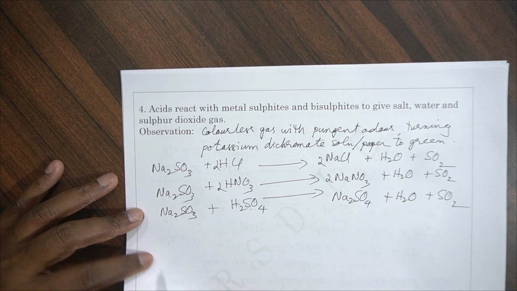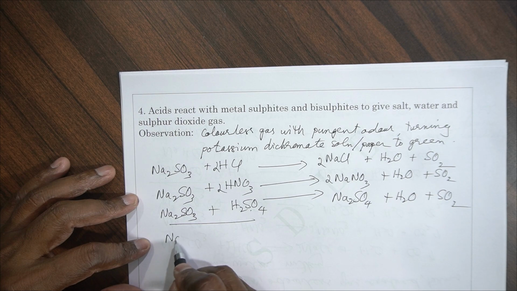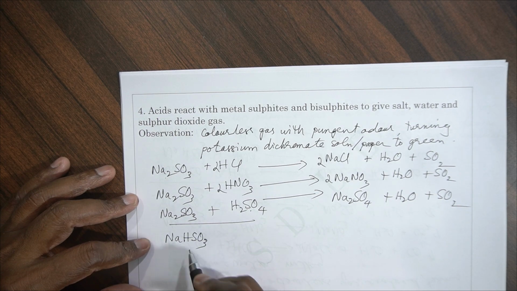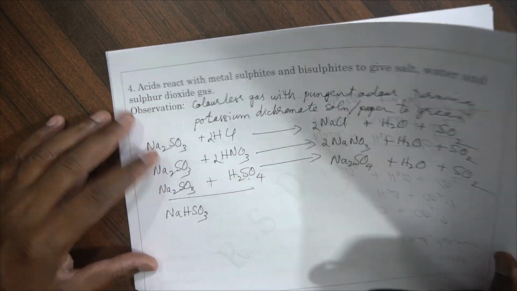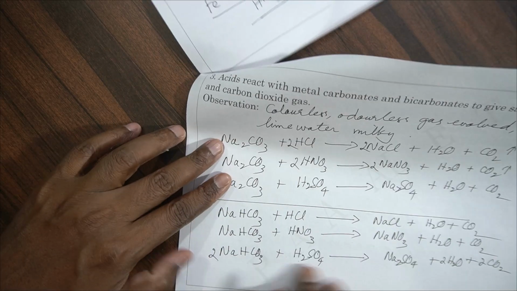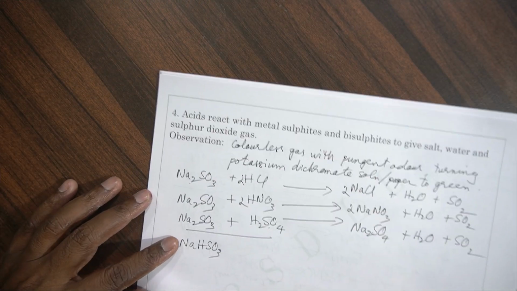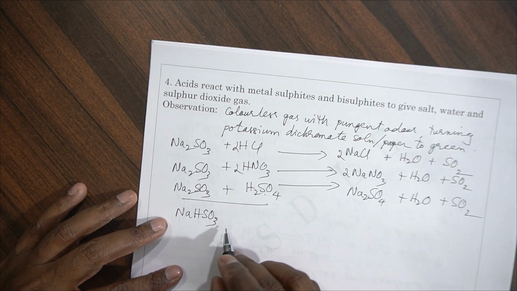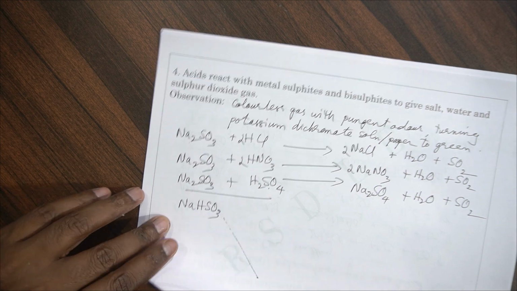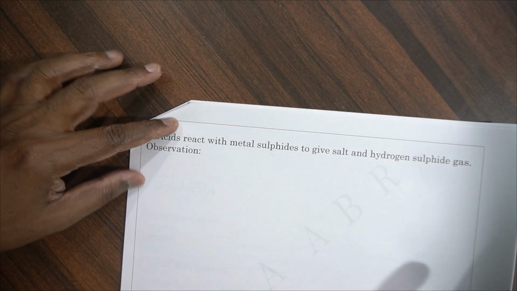Okay. Now NaHSO3 can be there, next one, NaHSO3. So you can just check here. NaHCO3, change the carbon to sulfur and write equation. And the bisulfite questions are rarely asked, so I would not write this. If you want, you can write and practice. Let's go to the next one.